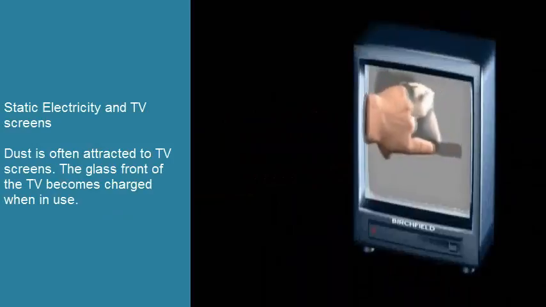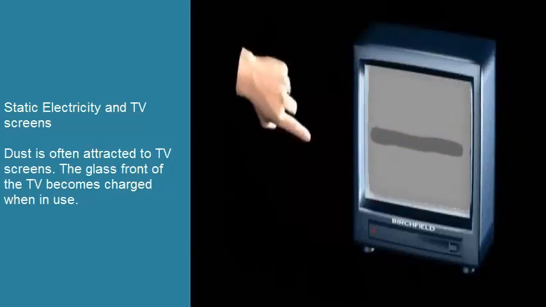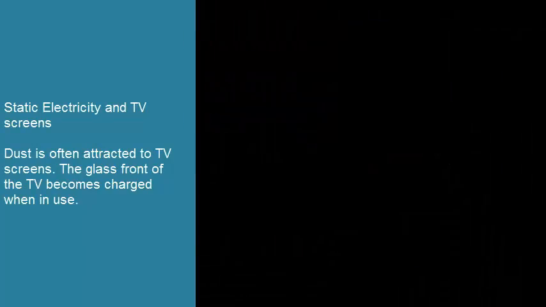Dust is often attracted to TV screens. The glass front of the TV becomes charged when in use.